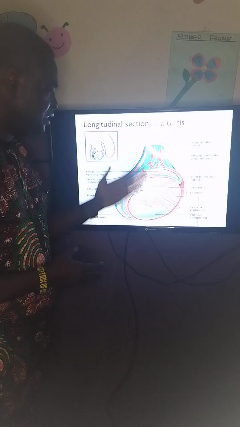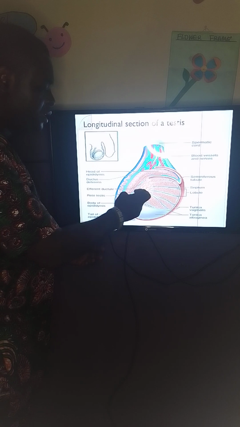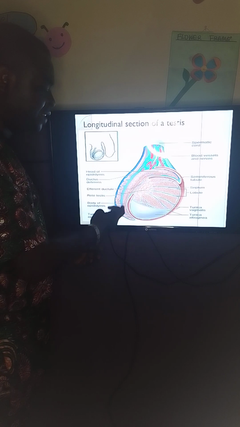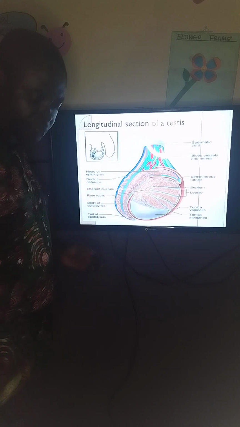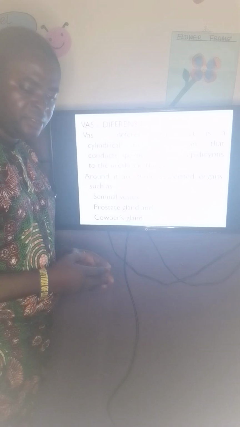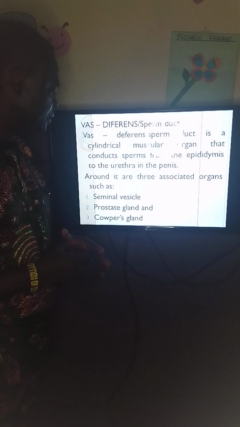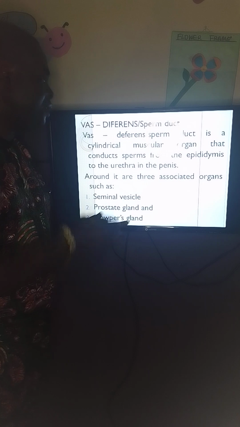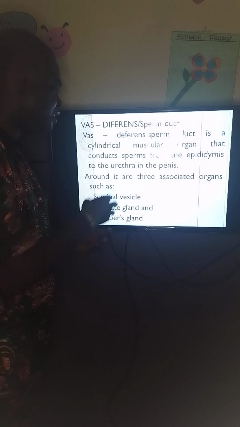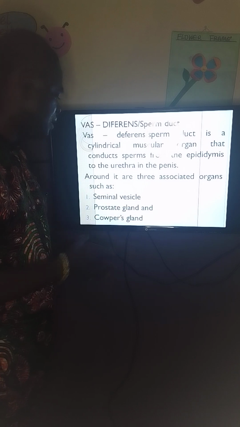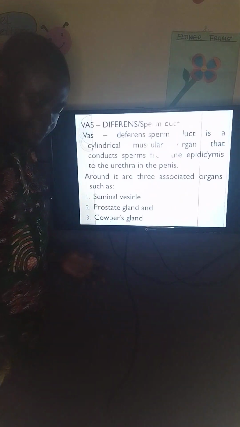Now, this is the diagram I've shown you earlier. Seminiferous tubules, interstitial cells, vasa efferentia in the epididymis, straightening up to form sperm ducts. Then we are moving on to the vas deferens, like I told you, a cylindrical muscular organ that conducts sperm from the epididymis to the urethra in the penis. And we said around it there are 3 associated organs, which are the seminal vesicle, prostate gland, and corpus gland.